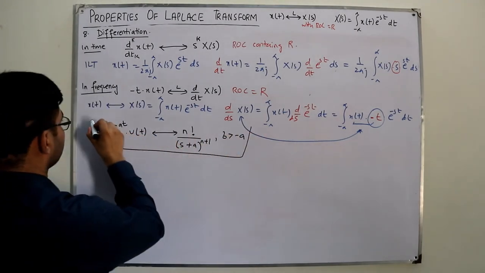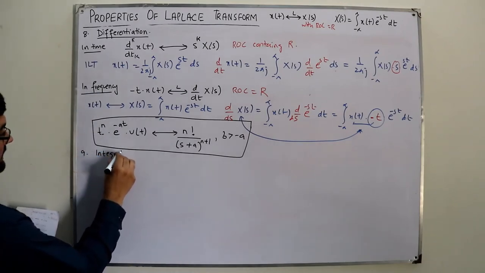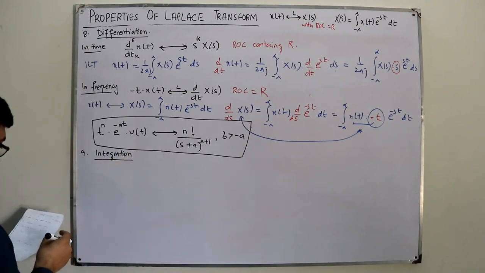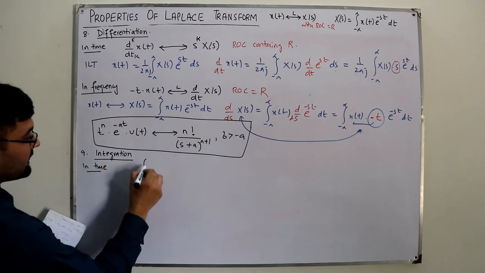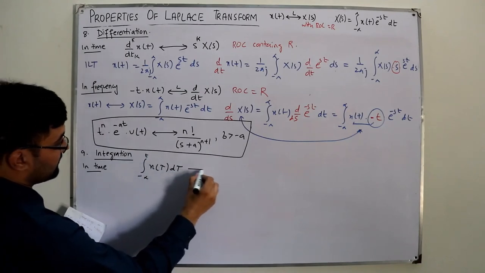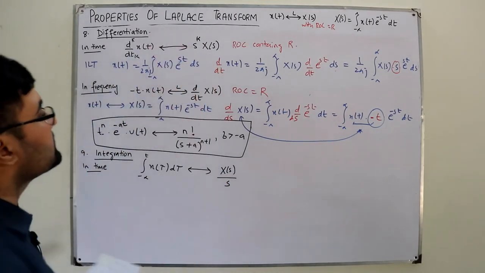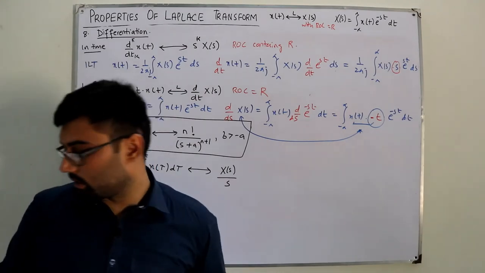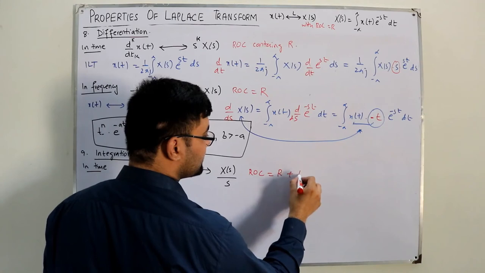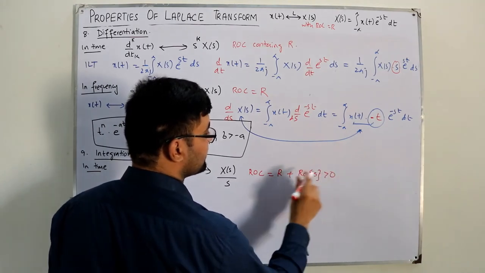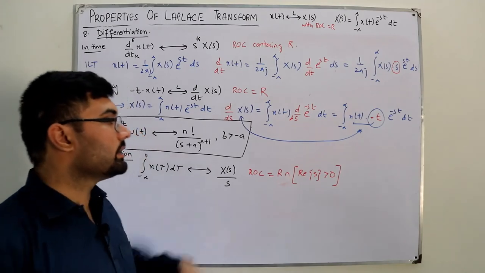Now one last property is integration. Number 9. Integration. Let's say in time first. So in time, if you integrate negative infinity to t x of tau d tau, the corresponding transform has to be now divided by an s. As we saw that the differentiation was multiplied by an s. So now you have to divide by an s. The ROC would be what? It would be R intersection real of s greater than 0. Which means now it would be the part on the right half plane.